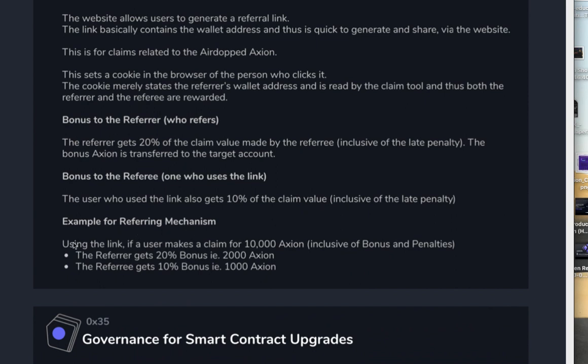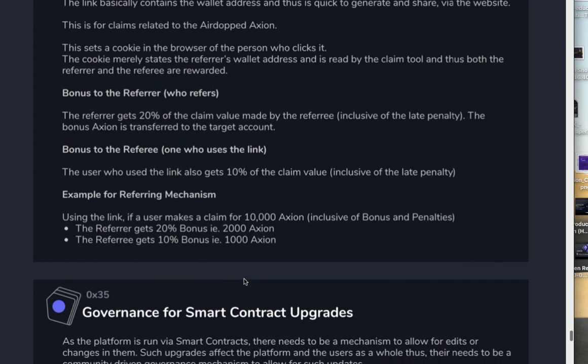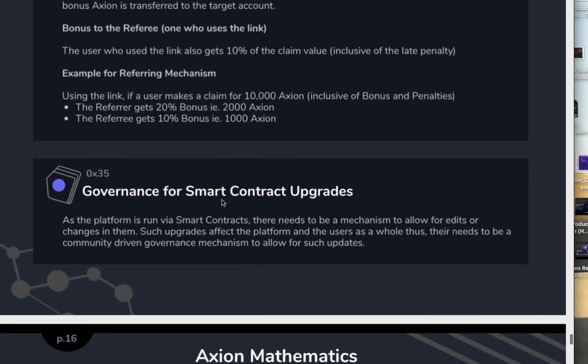Example for the referring mechanism, using the link. If a user makes a claim for 10,000 Axion, the referrer gets 20%, i.e. 2,000. The referee gets 10%, i.e. 1,000. Governance of smart contract upgrades.